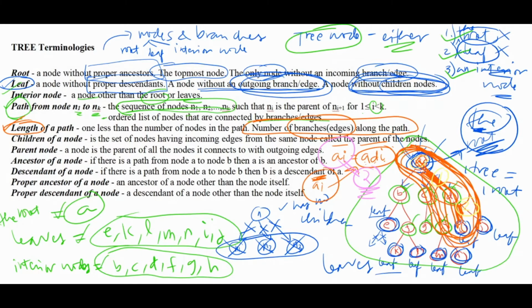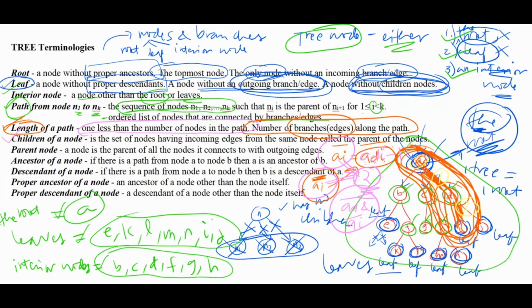The length of a path is also defined as 1 less than the number of nodes in the path. So from A to I, in the path A to I, how many nodes are there? There are 3, right? A, D, and I. 3 minus 1, that's 2. So the length of path from A to I is 2. So you could define length of a path by the number of nodes in the path, and it is number of nodes minus 1. Or if you define it basing on the number of branches or edges along the path, it would be just the number of branches.